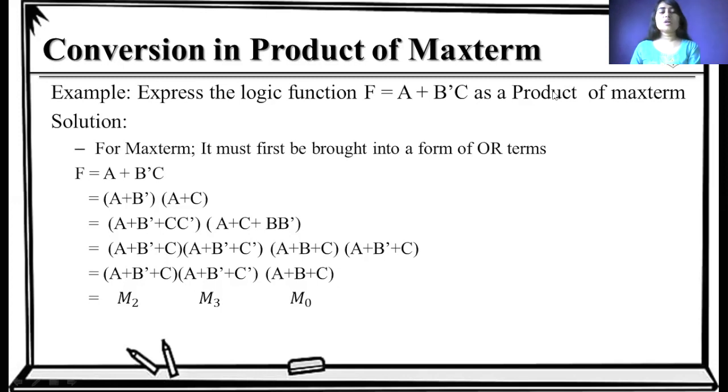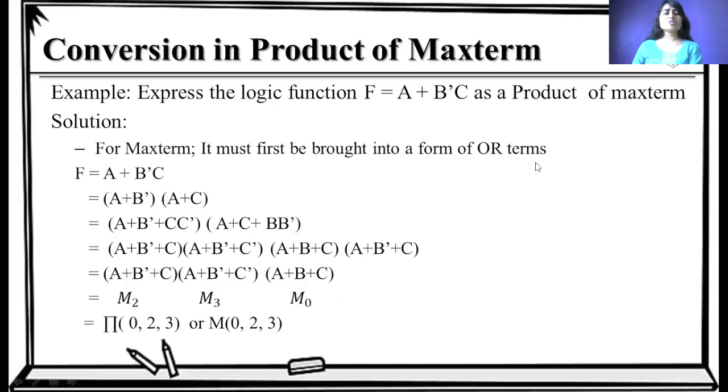Then we have A plus B plus C, that means all terms have a value 0. So A equals 0, B equals 0, C equals 0. So we have M0. This max term can be written as Pi 0, 2, 3.